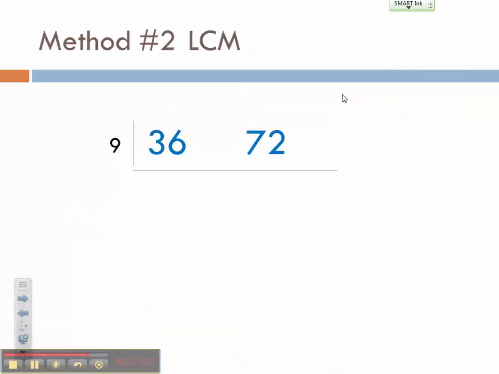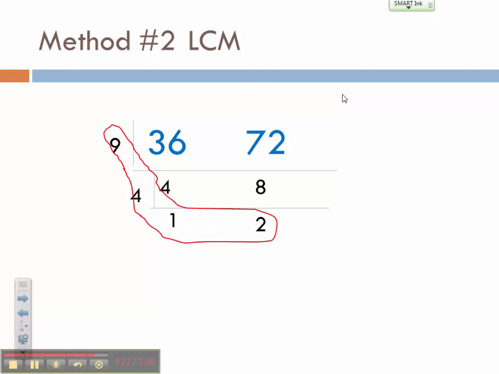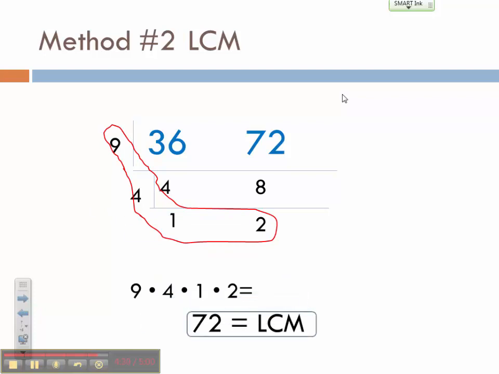For those of you who did the cake method, the ladder method, whatever you want to call it, I'm going to use 9. 9 goes into 36, 4. 9 goes into 72, 8. 4 and 8 are not relatively prime because 4 goes into both. Goes in here 1, goes in here 2. There's your relatively prime. Taking the numbers on the outside, multiply those through and you get the same 72 that we had before.